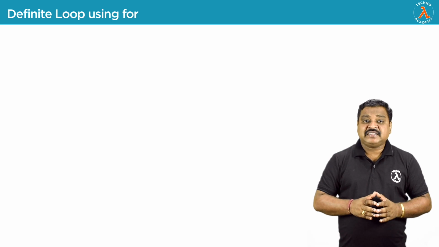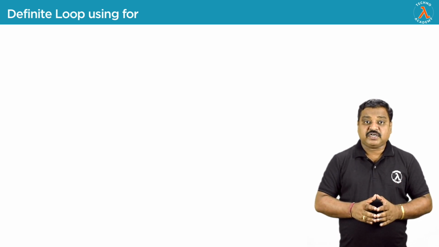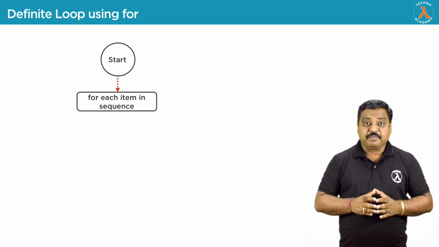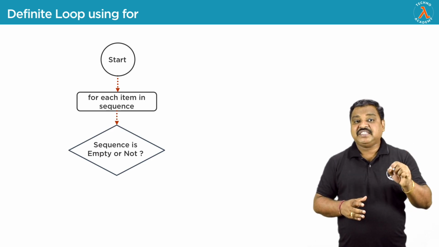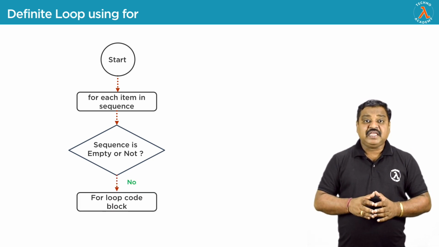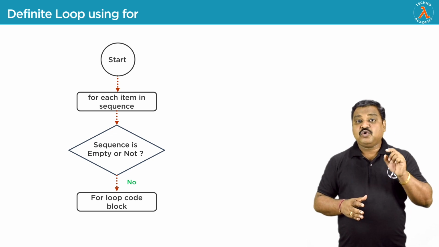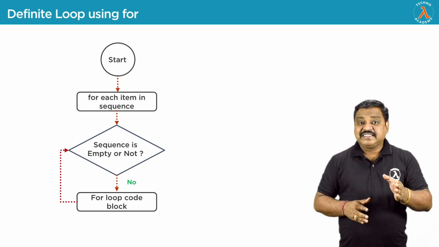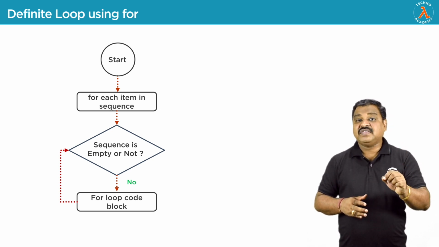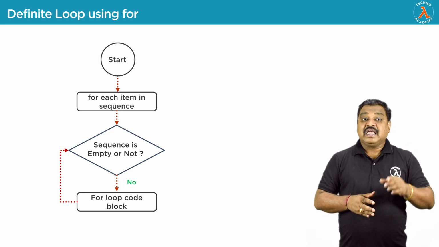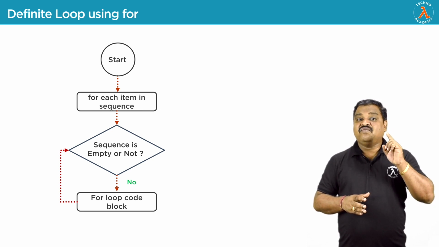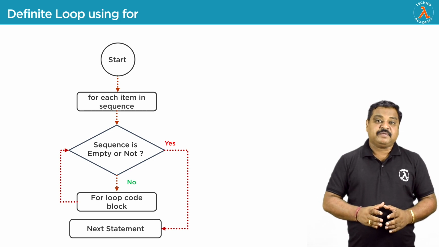Now let us understand the for loop using a flowchart. Once the execution starts and enters the for loop statement, it will verify if the sequence is empty or not. If the sequence is not empty, then it will execute the for loop code block. And once again it will move to the for loop and verify if the sequence is empty or not. In case the sequence is empty, then it will move to the next statement.